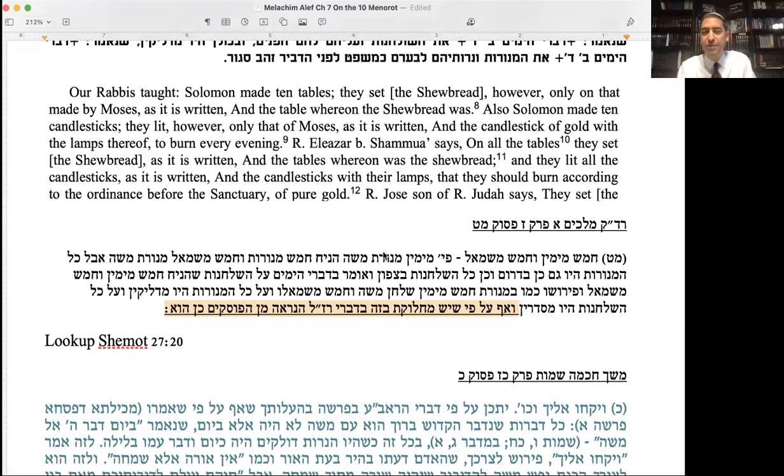Okay? The last thing I want to see today is to try to put some of this together and to understand something about these 10 Menorot a little bit on a deeper level, about what its function was.